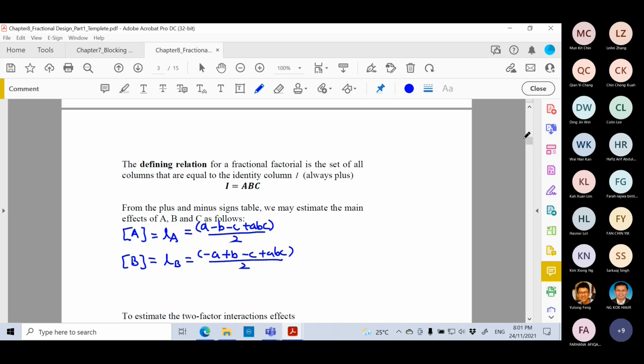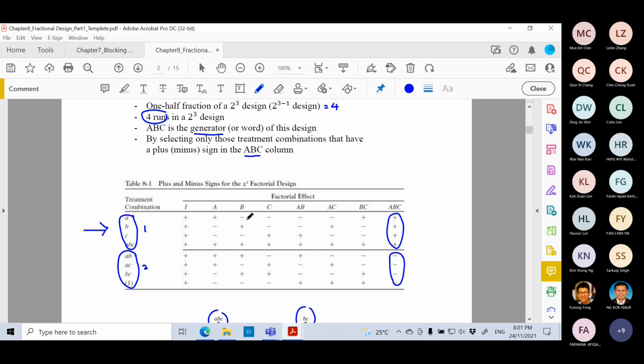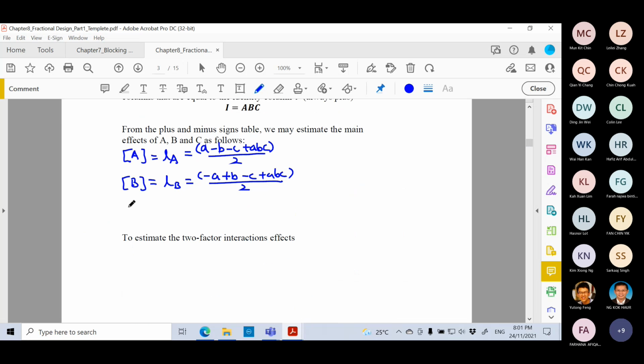Okay, so all these signs are minus and plus here. I will refer to here. For B here, it is minus A minus C, then plus B plus ABC. So for the C one, you have two minus, two plus: two minus is minus AB, plus AC, plus ABC. So therefore, I have factor C equal to minus A minus B plus AC plus ABC. Okay, get the 2 here.